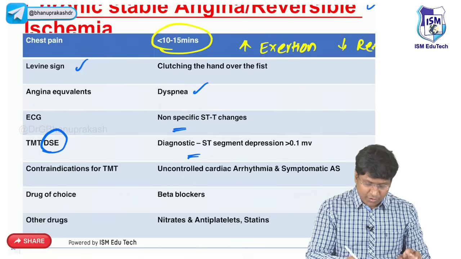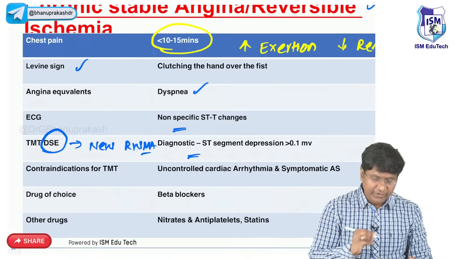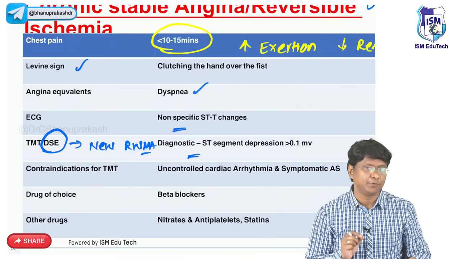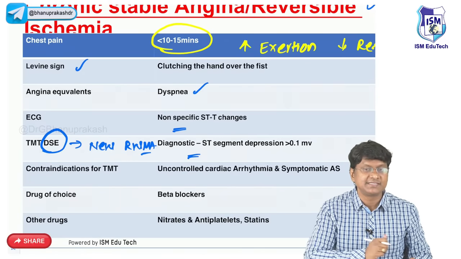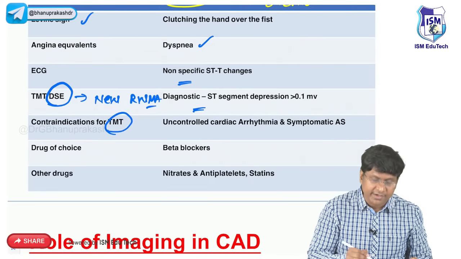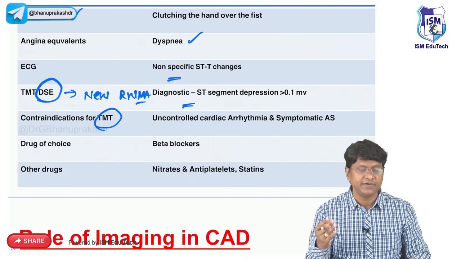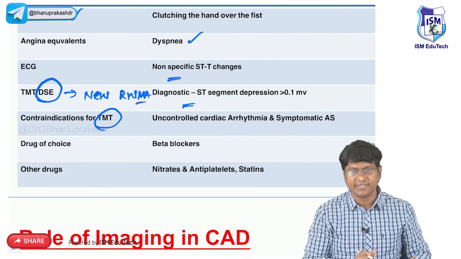If there is development of new regional wall motion abnormality, then we consider the DSC to be positive, which is suggestive that there is an underlying coronary artery disease. And you need to know some important contraindications for treadmill test. Number one, uncontrolled cardiac arrhythmias like ongoing VT, VF. Don't do treadmill test. Right?